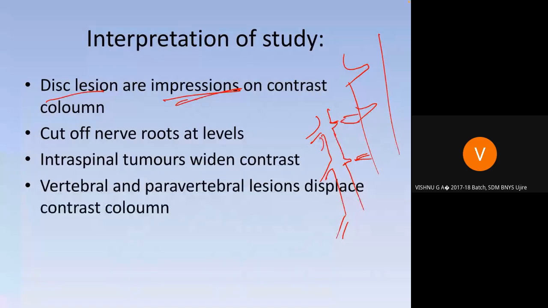Of course, lesions of the column and all that, we will discuss. Okay, what is this? Normal or abnormal? Firstly, normal or abnormal?